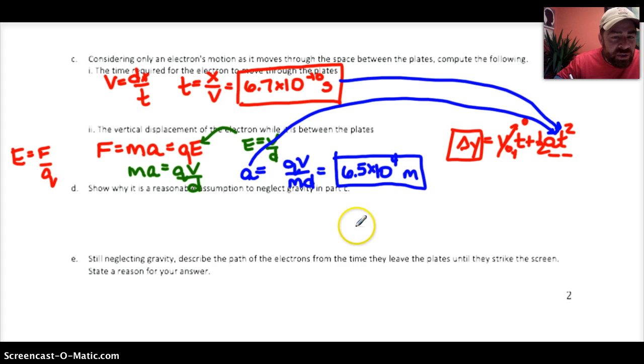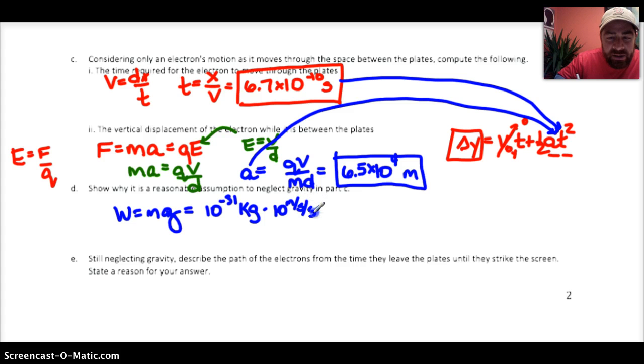Okay, show why it's reasonable to neglect gravity. First of all, let's talk about gravity. The weight of the electron, or the force due to gravity, is going to be equal to m times g, where m is on the order of about 10 to the negative 31st kilograms, multiplied by the acceleration due to gravity, roughly 10 meters per second squared, which gives something on the order of 10 to the negative 30 newtons. So that's the force that the Earth is pulling on the electron with.